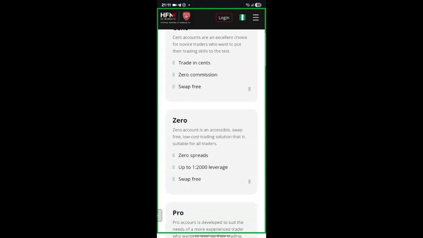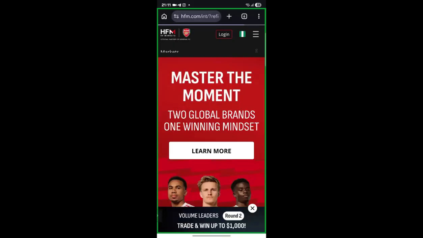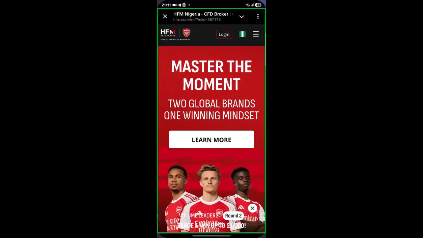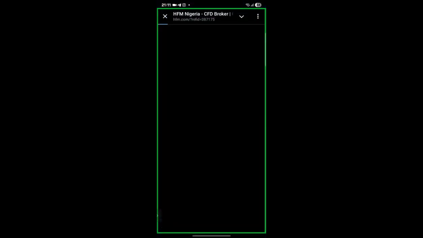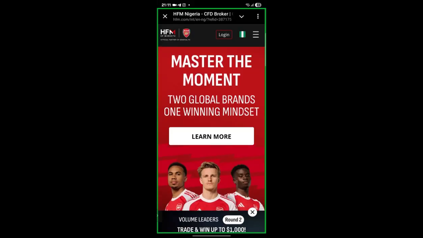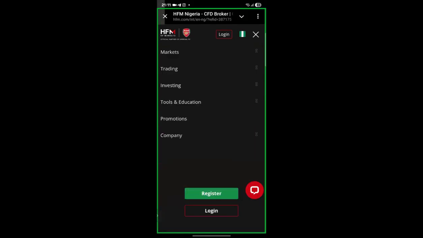Well, let's start again from the beginning. Come to Telegram here or your WhatsApp, see HFM there, click on that link. It will bring you to this particular page. Once you get here, look at the top right-hand corner of your screen. You'll see three horizontal dashes there, beside the Nigeria flag. Click on it, then click on register.